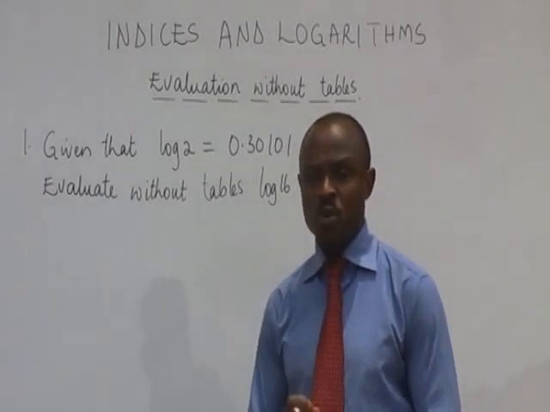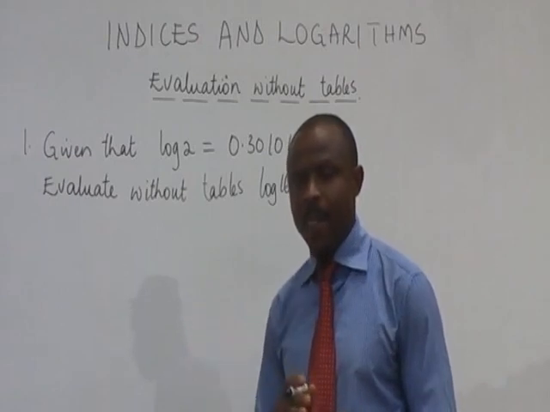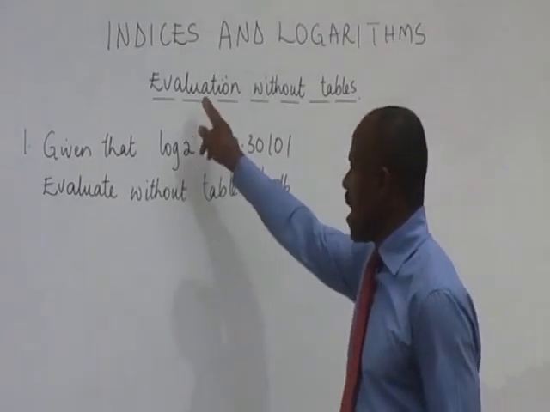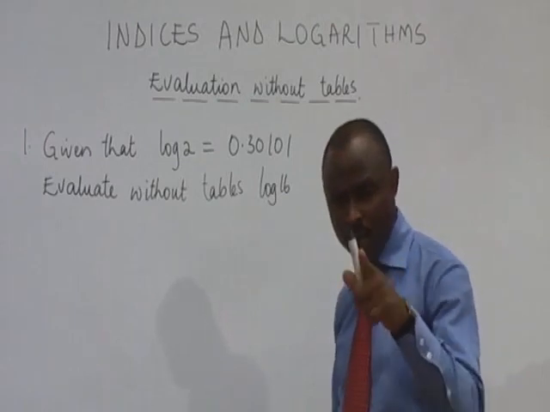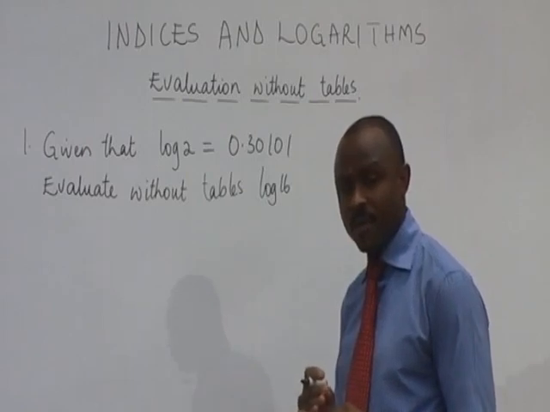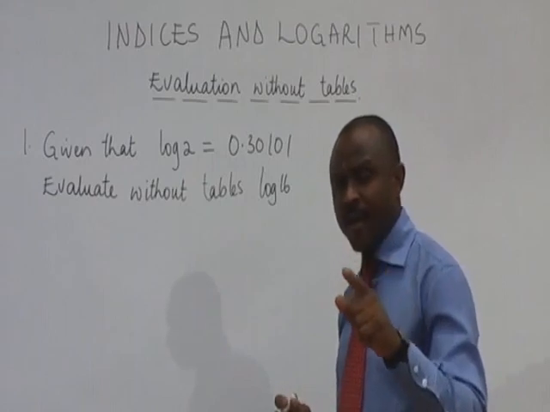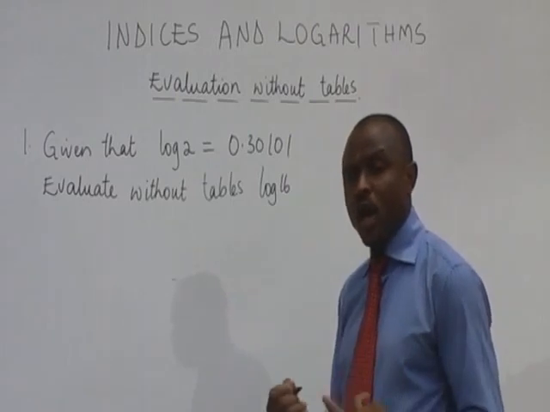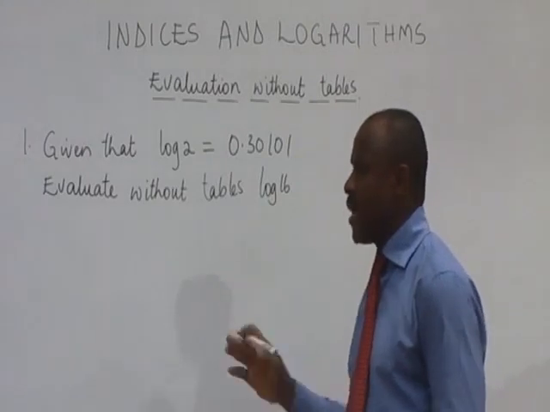Now we have come to using those laws I stated earlier in solving practical problems. That was what brought us to evaluation without tables. This table means the 4-figure table that you know. You know that in junior classes you use the 4-figure table to evaluate logarithms of numbers. But the one I am introducing now is how you can evaluate logarithms of numbers without using tables. So pay attention as we go ahead.